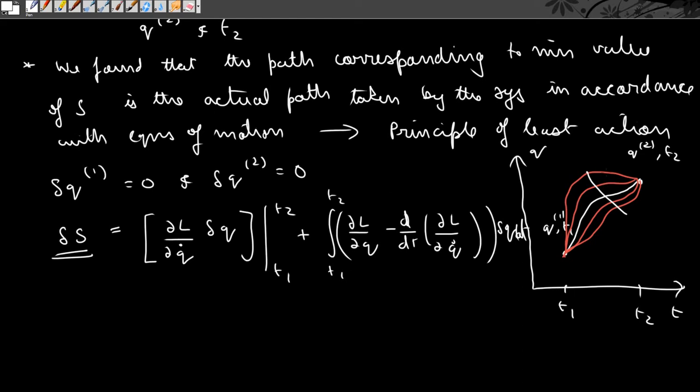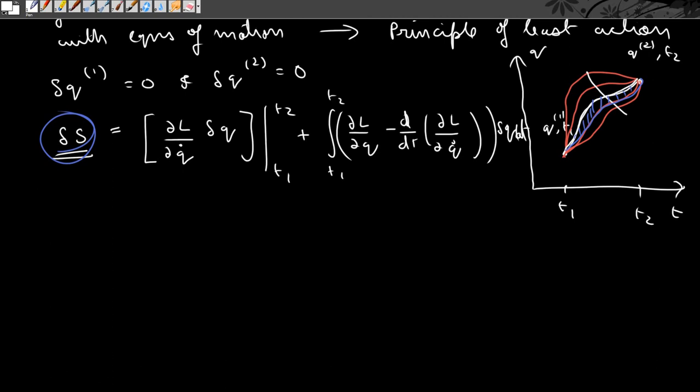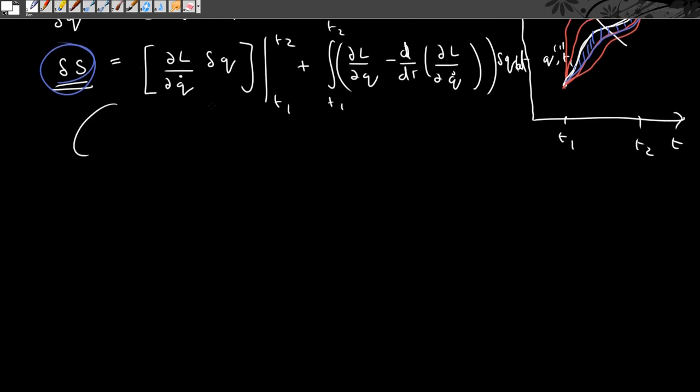So in this, for example, if you consider these two paths, if I consider this path and let's say this path, then the variation is basically taking the difference across these two paths. The difference in all the coordinates and velocities on the two paths corresponds to this variation in S. Now what we are going to do is the following. Before that, let me just write this down.